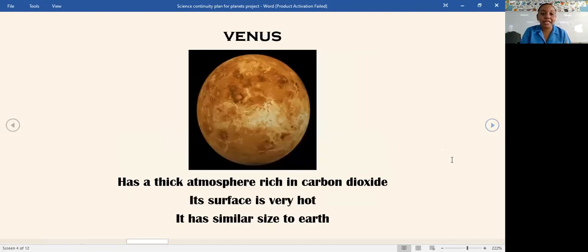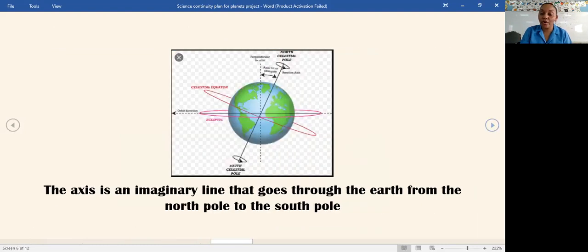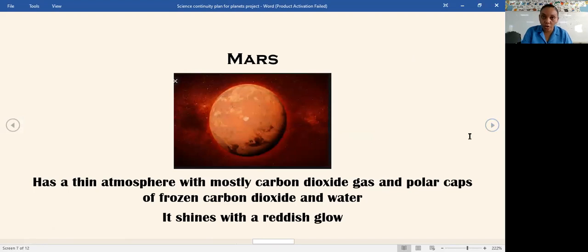We have Venus. It has a thick atmosphere rich in carbon dioxide. Its surface is very hot and it has a similar size to the Earth. We have Earth. Beautiful Earth is the only planet known to have life. It spins like a top on its tilted axis. And just for a revision, here is a diagram of the tilted axis. The axis is an imaginary line that goes through the Earth from the north to the south pole. Mars, look how red it is.